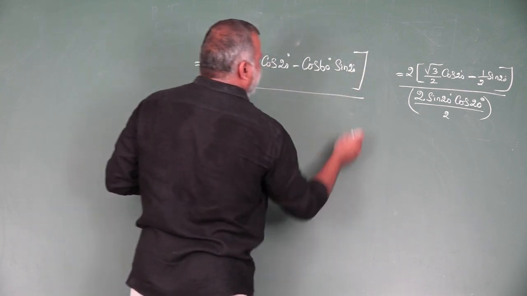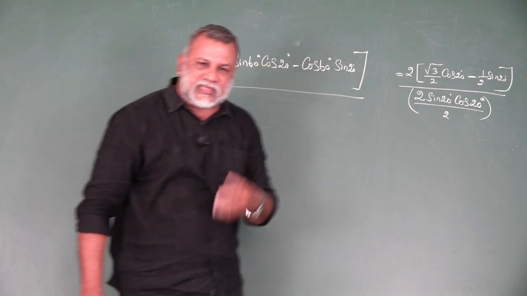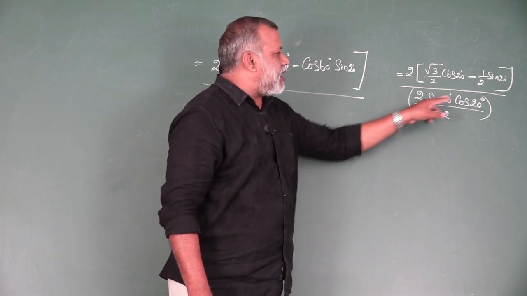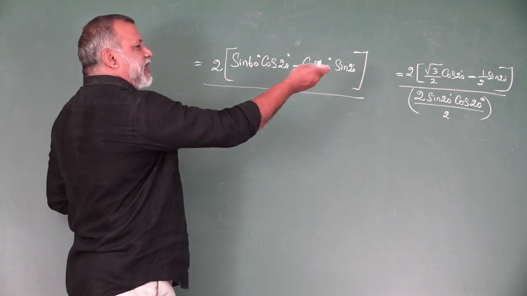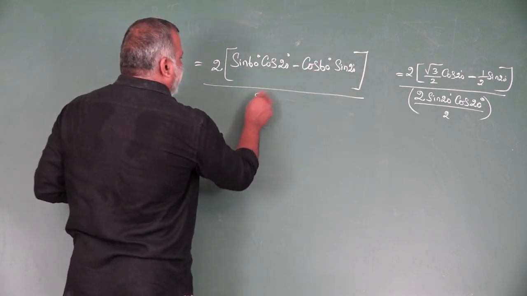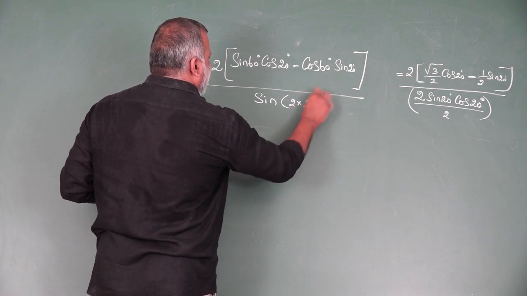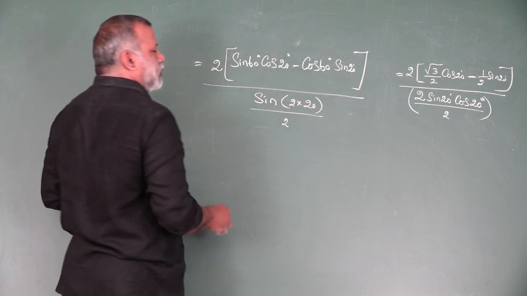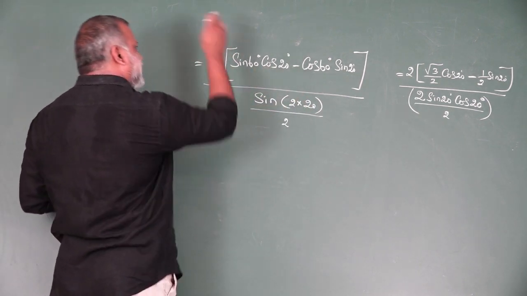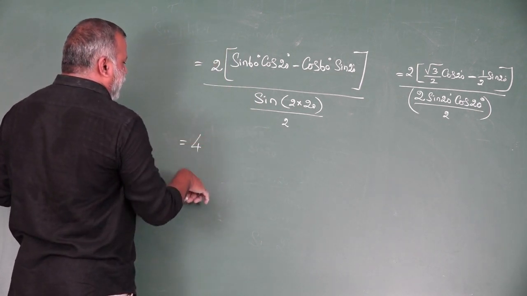Then divided by, see this one, 2 sine A cos A, just now we discussed it. 2 sine A cos A can be simplified as sine 2A. Instead of A we are having 20, therefore sine 2 times 20. 2 times 20 divided by 2, already we are having 1, 2. Then these 2 getting reciprocal, we can get 2, again one more 2 here, we can get 4.